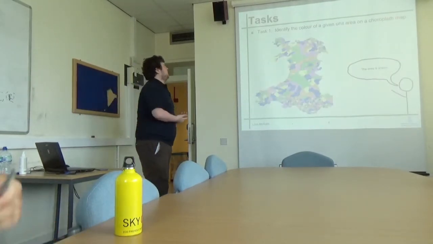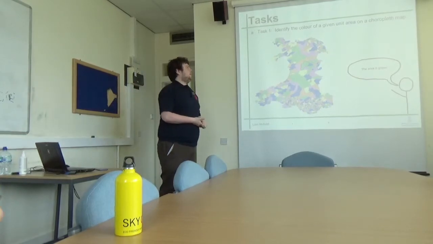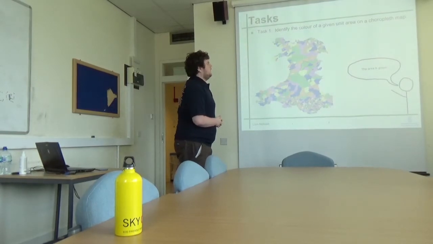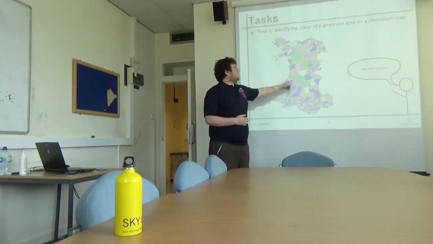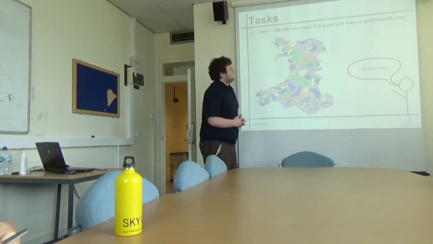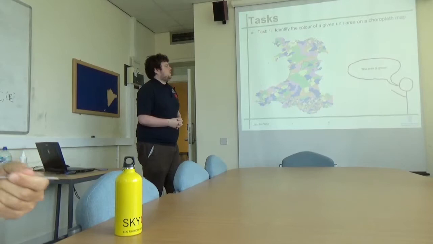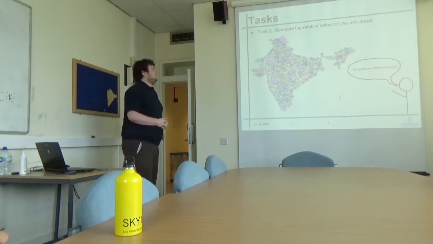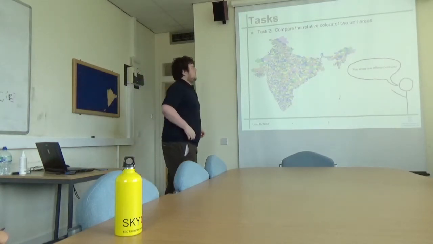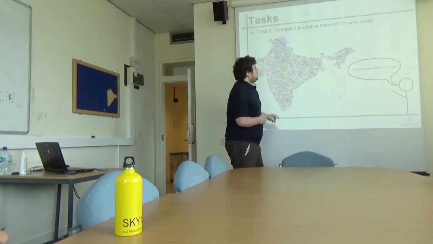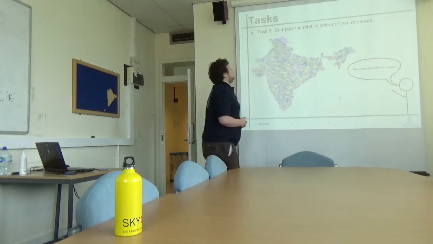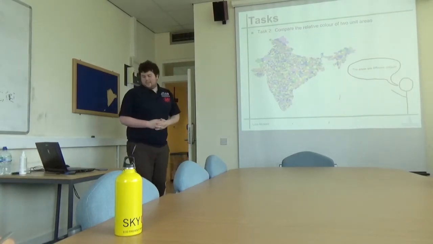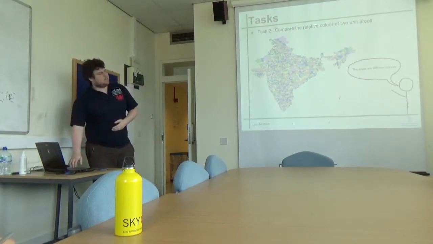So we're going to look at the different tasks that we identified. The first one would be to identify the colour of a given unit on a choropleth map. So we can see here, I've highlighted this green area, and so the user on the right says the area is green. We have a second task here, which is to compare two different areas. You can see the area here is orange, and the area here is blue. And so the user has to identify whether they're the same colour or different colours. And you can see he identifies correctly. The areas aren't different colours.